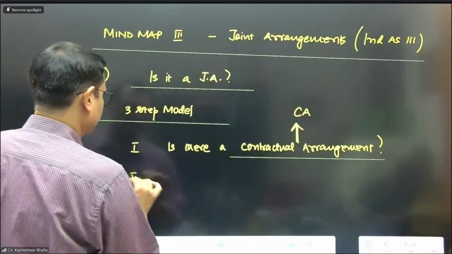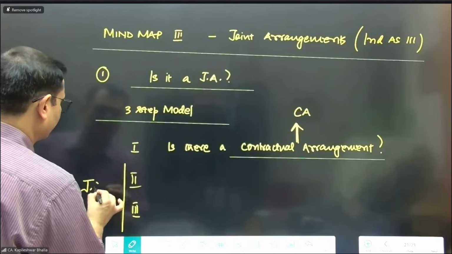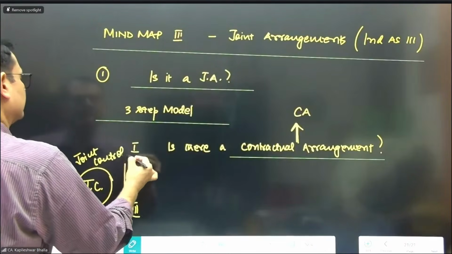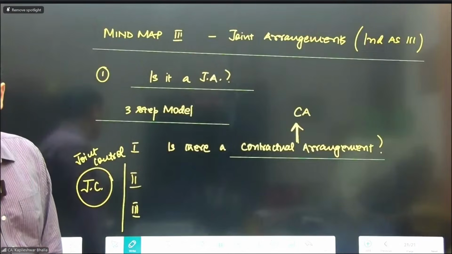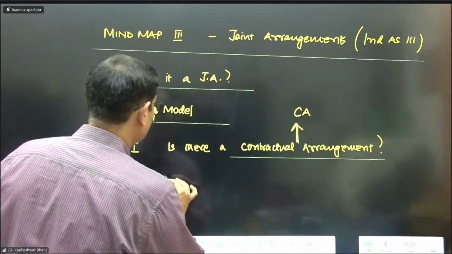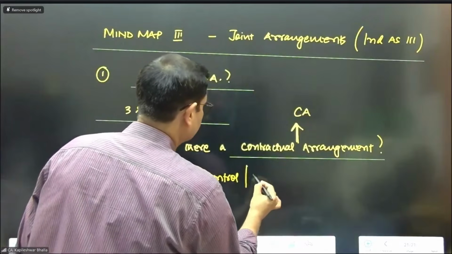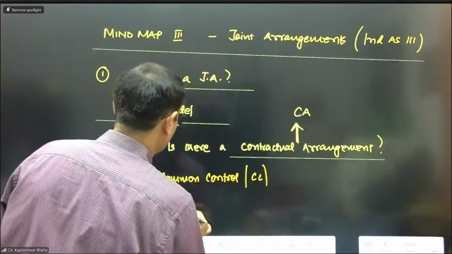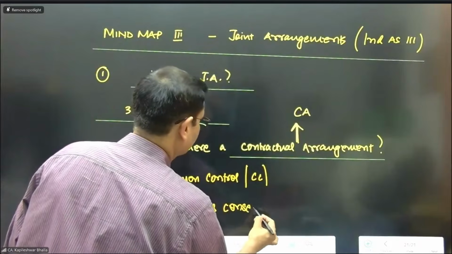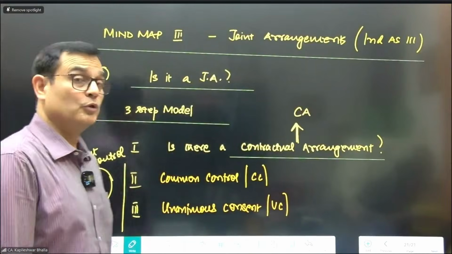The second step, the second and third combined, is to look at the concept of what we call JC, that is joint control. The second and third is devoted to the assessment that there is a joint control. In terms of joint control, we've got number one, what is called common control, that is CC. And the other one is what we call unanimous consent, that is UC. So put together, it creates a joint control over a company.